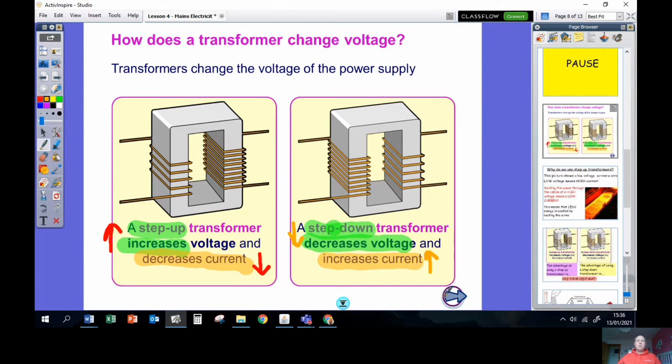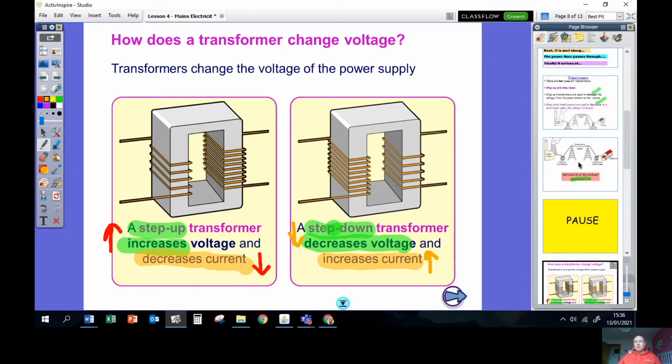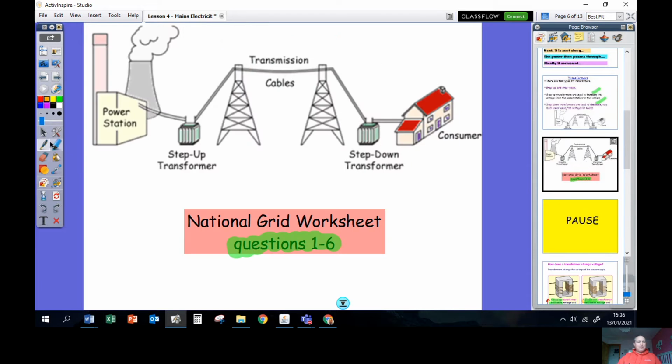But why do we want to change this voltage? Why do we want our super high voltage in the transmission cables? You've got really high voltage up here, really high. We said it could be like 300, 400,000 volts. And why do we want lower voltage before it goes into our house? Okay, let's have a think.